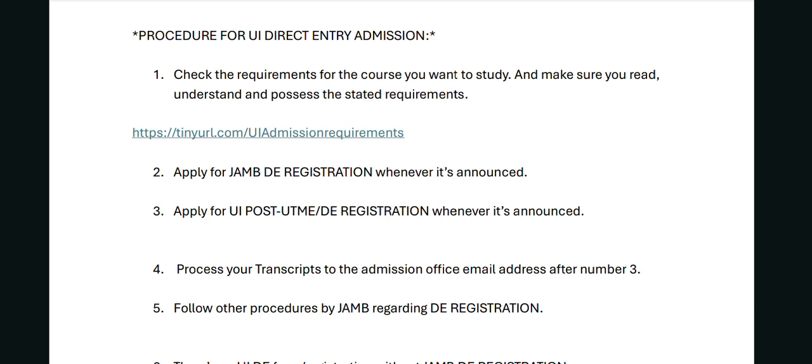The first thing you have to do as a direct entry candidate into University of Ibadan is to check the admission requirement for the course you want to study. That's the very first step you are going to take, and that's the most important one. It serves as the foundation for your admission, without which any other thing you are doing will just be a waste.